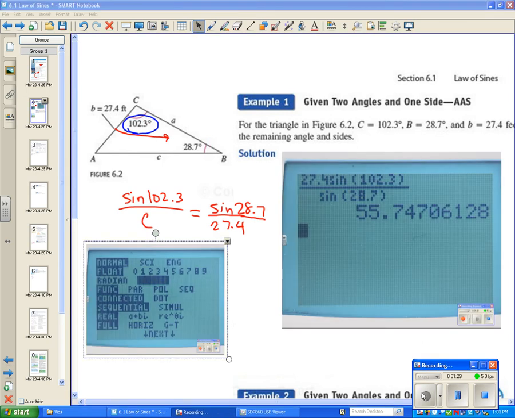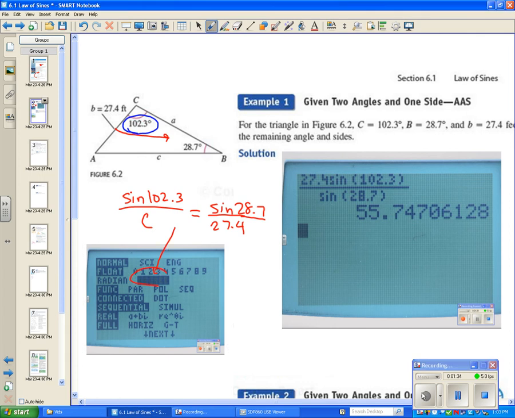All right, I went ahead and typed this all in the calculator to let you know how we're doing this. Make sure you're in degree mode. Then I like to use the fraction when working this out. It's 27.4 times sine 102.3 and then divide by sine 28.7. And our answer is 57.74.